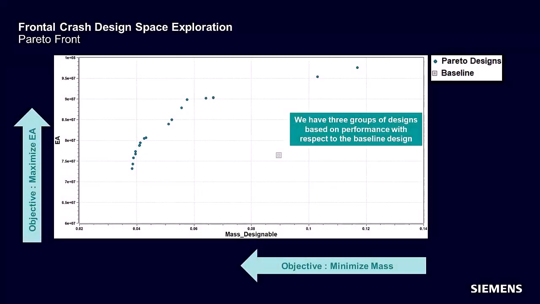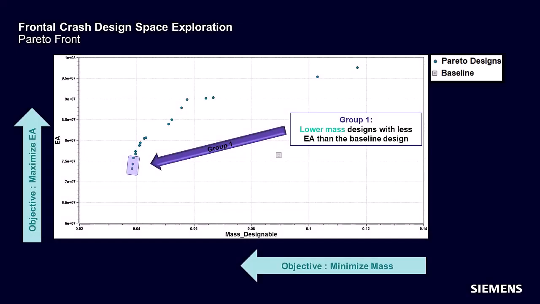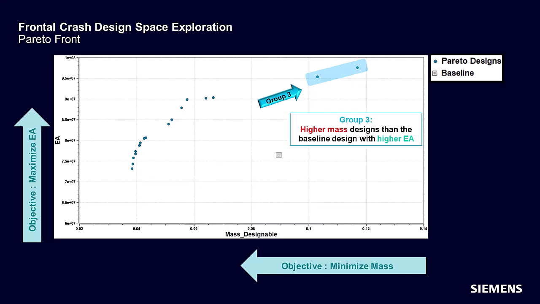We have three groups of design candidates based on their performance with respect to our baseline design. The first group of design candidates have lower mass but less energy absorption than the baseline design. Next, we have the high-performing design group with lower mass than the baseline design and improved performance in terms of the energy absorbed. Finally, we have the third group of design candidates which have the highest performance in terms of energy absorption but have a higher mass than the baseline design. Let's look into what is similar and unique amongst these three families of designs.